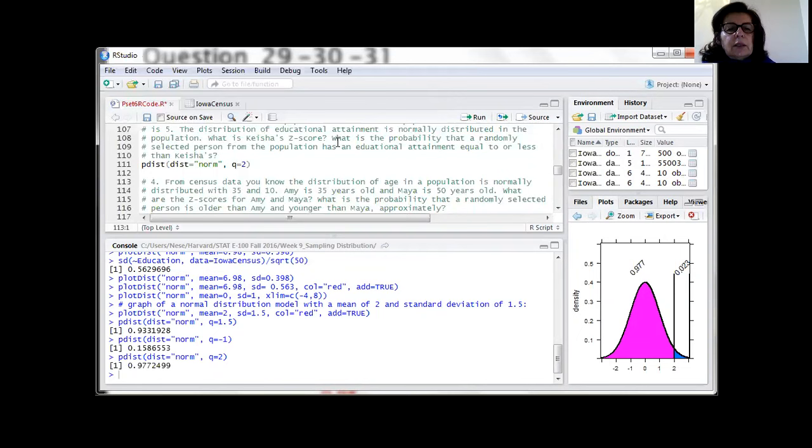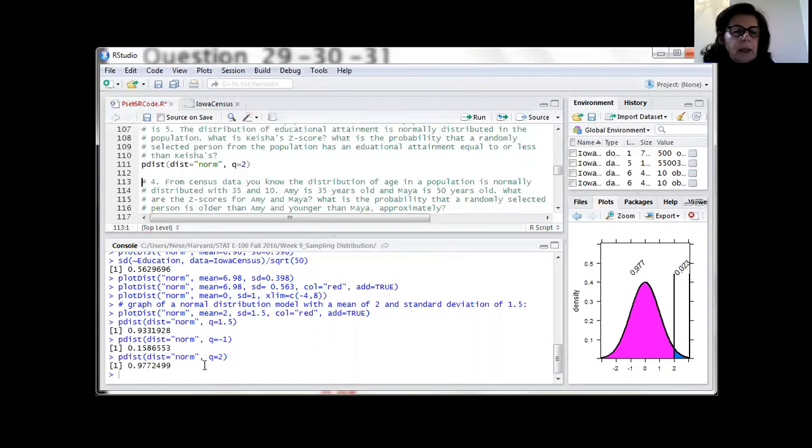Since the question is asking what is the probability that a randomly selected person from the population, and we read the rest of it, probability cannot be bigger than 1. As you know, the probability or proportion is bounded between 0 and 1. So our answer is going to be different than the percentile.